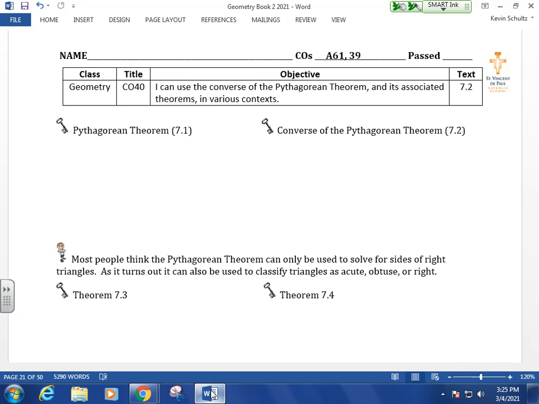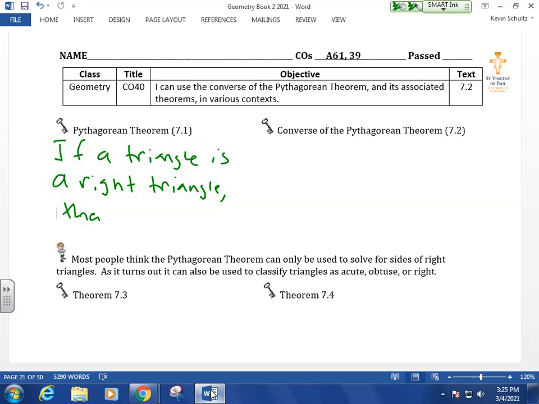Okay. Anyway, so in PO39, we talked about the Pythagorean theorem, which says that if a triangle is a right triangle, then a squared plus b squared equals c squared. If a triangle is a right triangle, then that relationship exists between the legs and the hypotenuse, that the sum of the squared legs equals the hypotenuse squared.